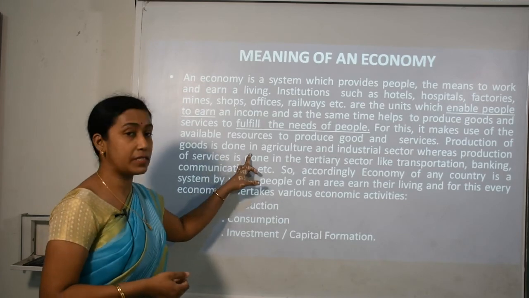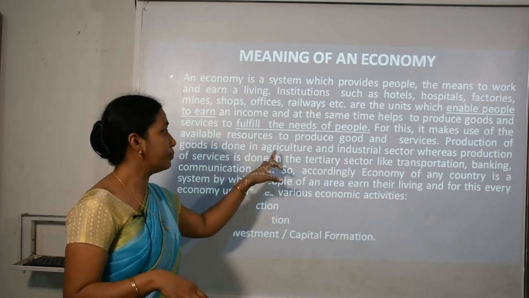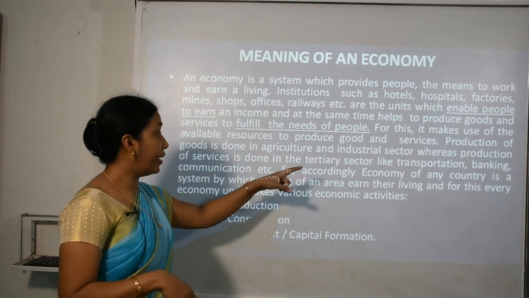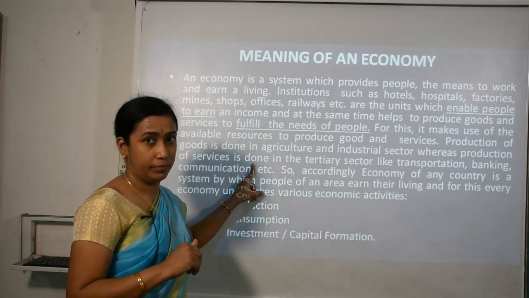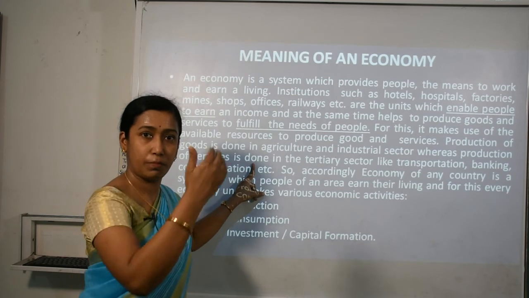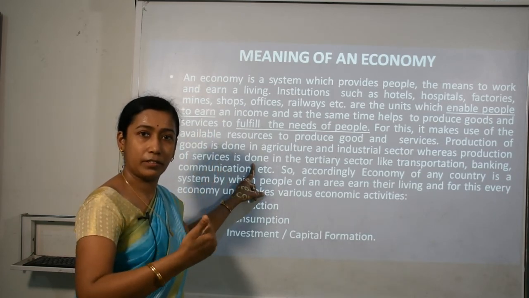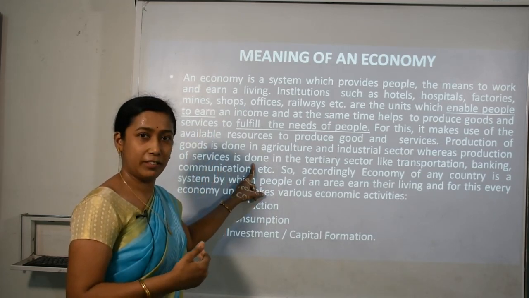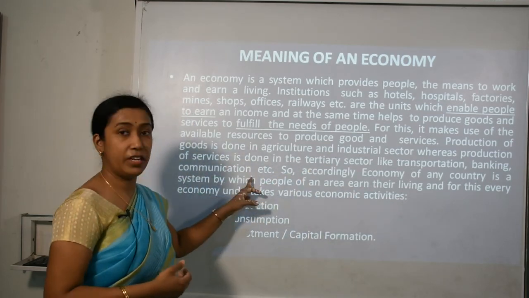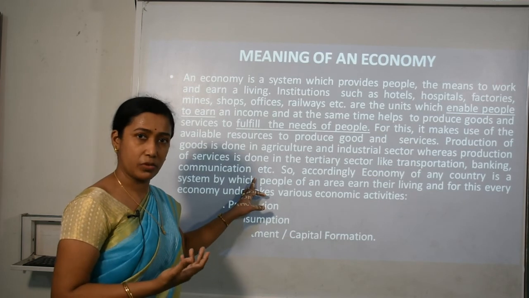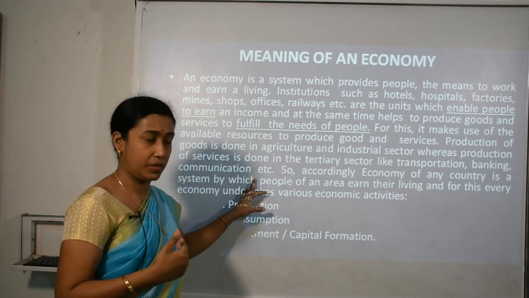Production of goods is done in the agricultural sector and the industrial sector, whereas production of services can be done in the tertiary sector. Of course, you did this in social studies: primary sector, secondary sector and tertiary sector, that is the service sector. Like transportation, banking, communication, these are called services. Okay, so production of goods as well as services could be done.